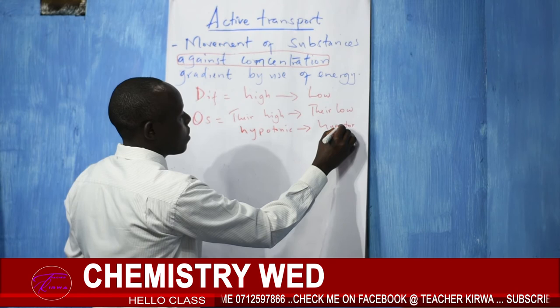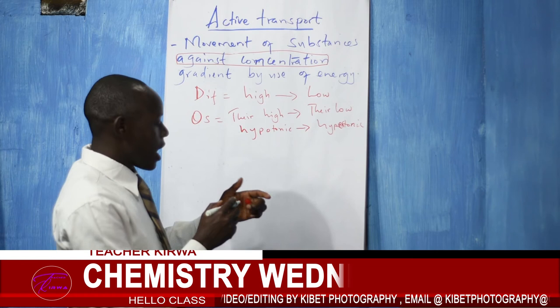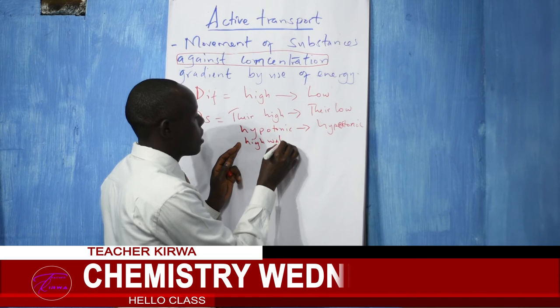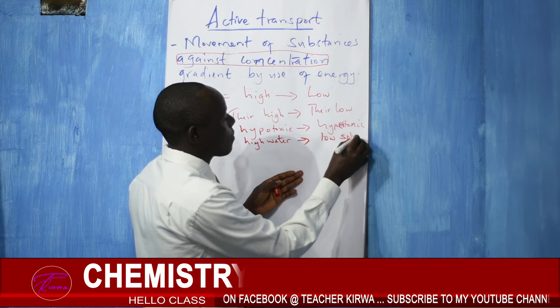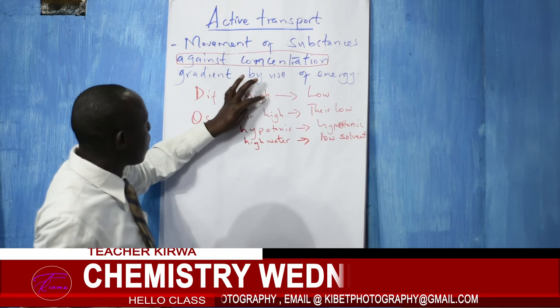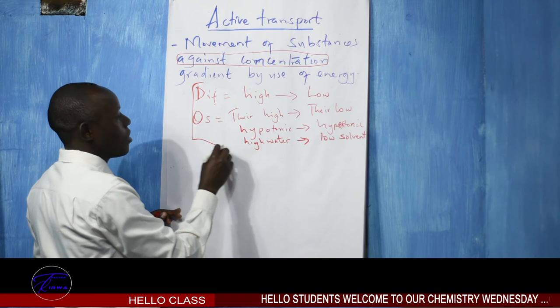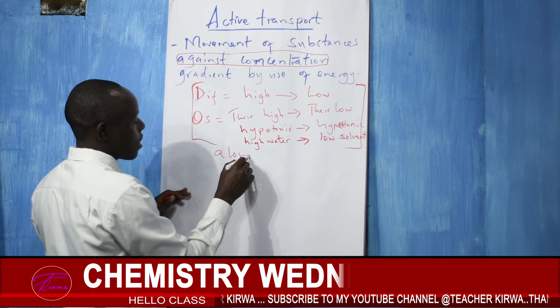Hypotonic to hypertonic. Hypotonic is where we said we have high water. Okay? High water or high solvent to low solvent. So you see, in any case, it is from where it is high to low, high to low, high to low. So high to low, this one now, we say this is along the concentration gradient.